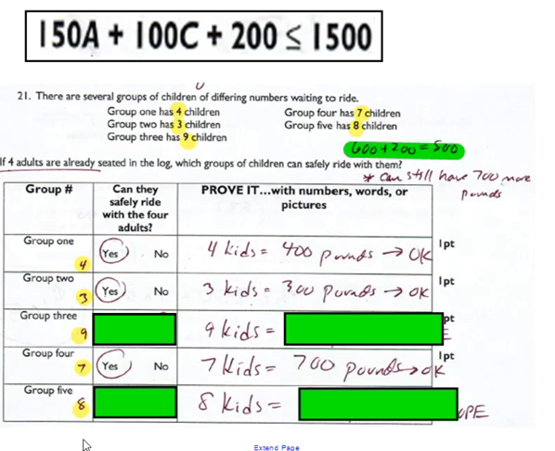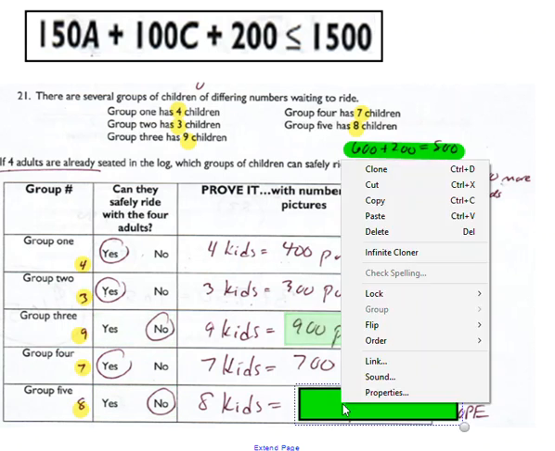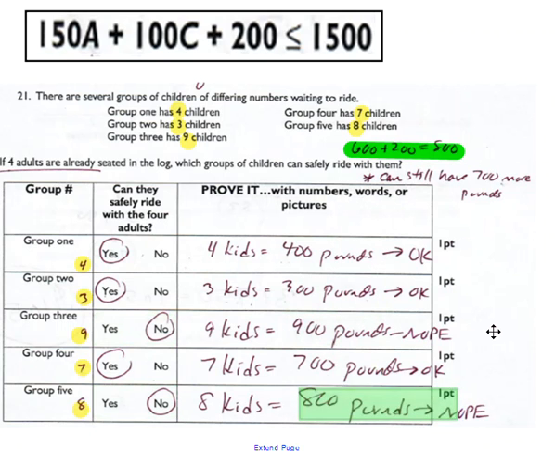But if they had more than that, 8 or 9 kids, now we're over the weight limit. Okay, those were the ones that we would say, nope, not allowed. You also got to wonder about space concerns at that point, okay? But that would not be allowed. So that one was a no, and group 5 was a no. So that's how this one went.